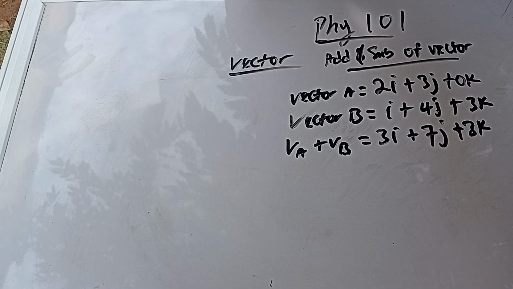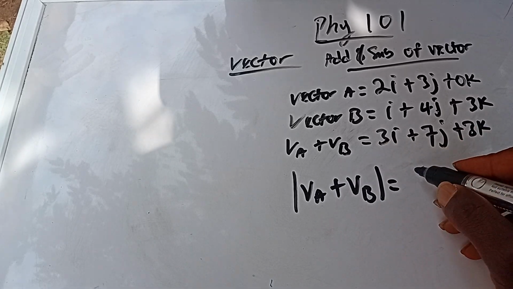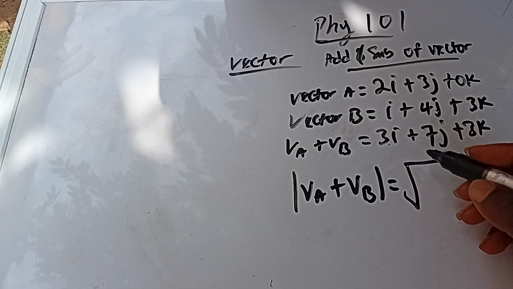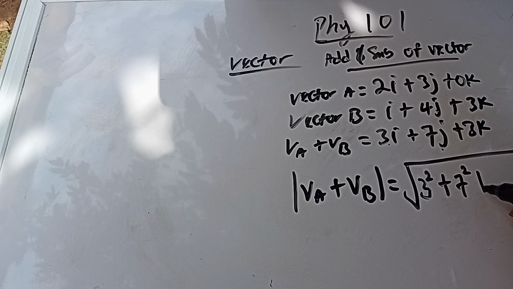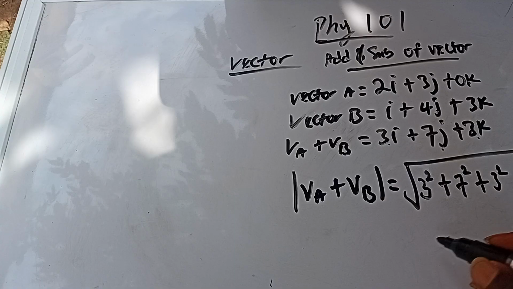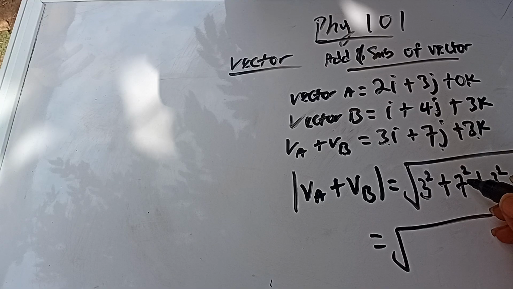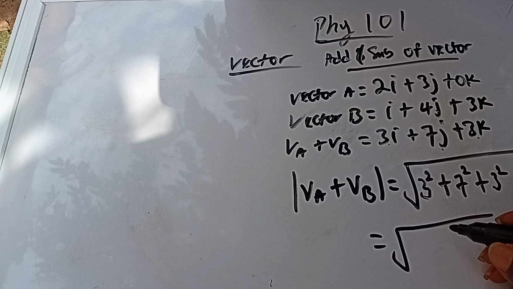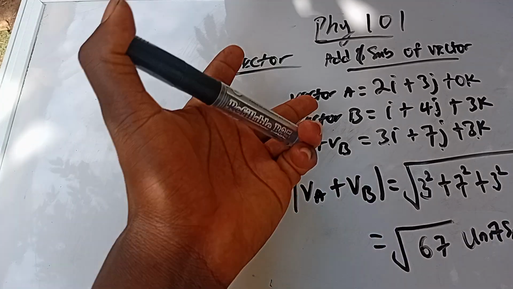But what if we want to find the magnitude? Magnitude of VA plus VB is going to give us the square root. What's the coefficient of I here? 3. You square the 3. Plus, what's the coefficient of J here? 7. You square the 7. What's the coefficient of K here? 3. You square the 3. So this gives us root of 3 squared, 9, plus 9, 18. 7 squared is 49. 49 plus 18 gives us 67. So the magnitude is root 67 units. Do we get that? Assuming it's velocity, we have root 67 meters per second. But we are not told what quantity the vector is.